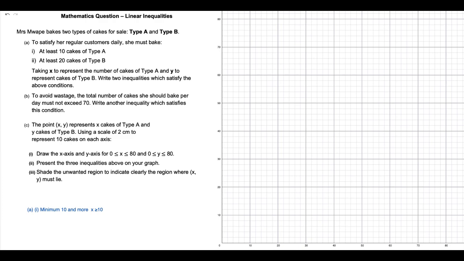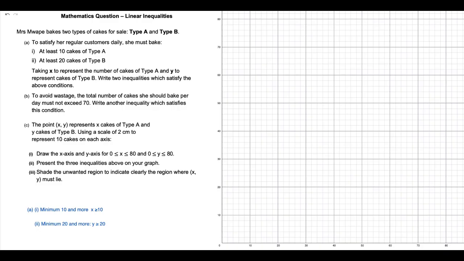Then for part 2 on question A, at least 20. These cakes should be 20 and more. So these are for type B, which is Y. So the inequality has to be Y greater than or equal to 20. So that is how we basically found these two inequalities, by the keyword there, at least. At least means that number and above. Then let's go to part B.